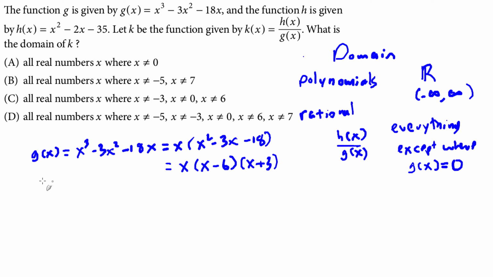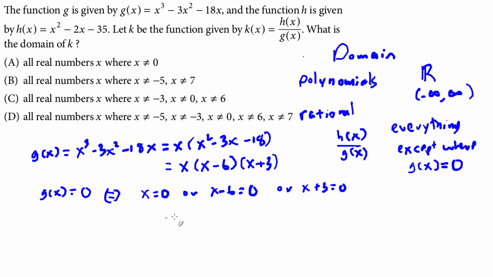By the zero product property, we know that g of x equals 0 if and only if x is 0, or x minus 6 is 0, or x plus 3 is 0. By solving these, I get x equals 0, x equals 6, or x equals negative 3. Those are the values I need to remove from my domain, and so let's see. That doesn't remove enough. That doesn't remove the right values. Negative 3, 0, and 6, that's the one we've got to remove. So the answer is C.